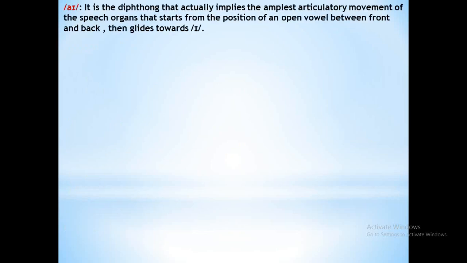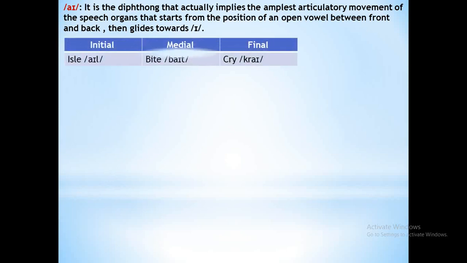And we have I. It is the diphthong that implies the amplest articulatory movement of the speech organs, that starts from the position of an open vowel between front and back, then it glides towards A. So we have I in initial, bite in middle, and cry in final.